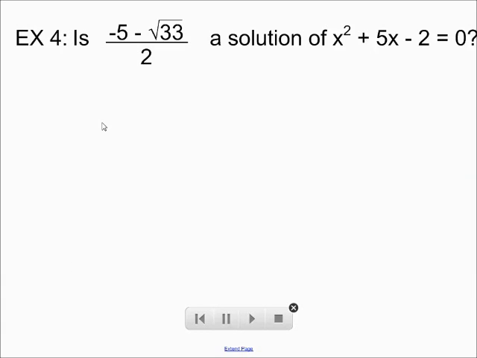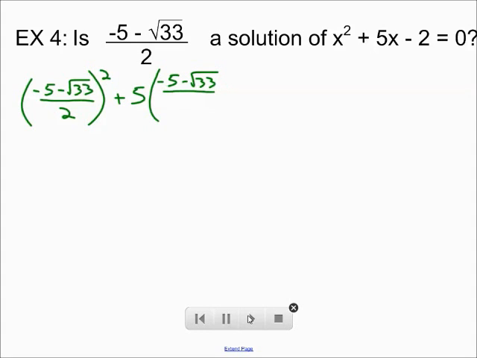Okay, last one. Is this radical expression a solution of this equation? Well, there's a hard way and an easy way to do this. Here's the hard way. We're going to plug that expression into the original equation. So there's x squared plus 5 times x minus 2. And that should equal 0 if that is a solution.